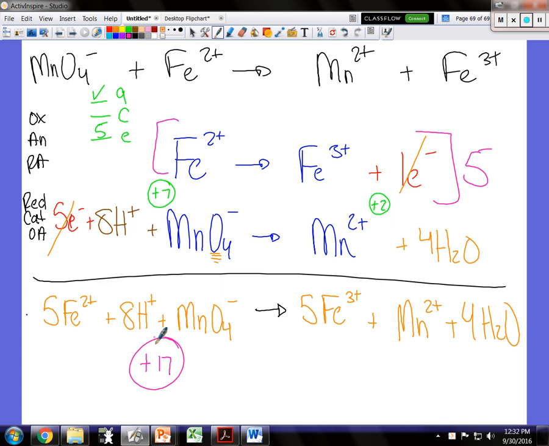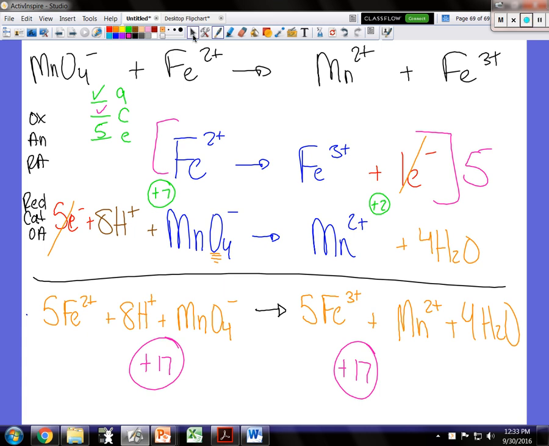Let's look on the other side. All right, I've got 5 times 3, which is what? Plus 2 more, which is positive 17. So they match. So our charge, bingo. That's the hardest thing for students to grasp, is that it doesn't have to be 0, it has to be the same. Any questions? Ask now, or forever hold your peace.